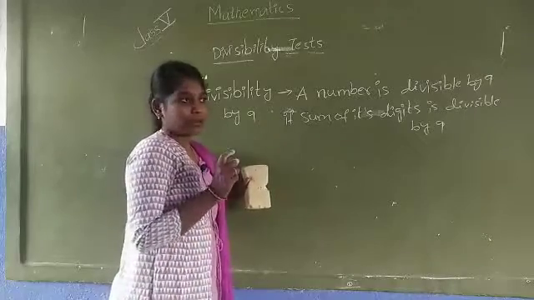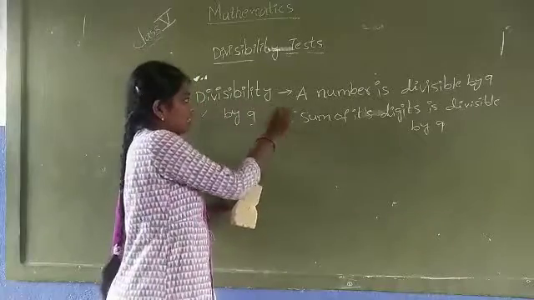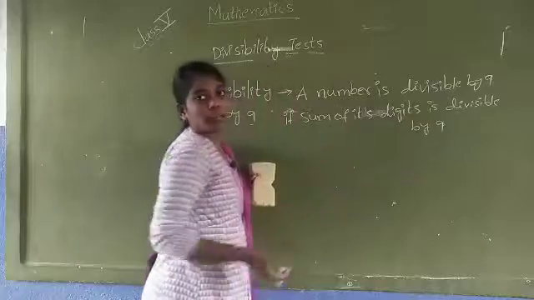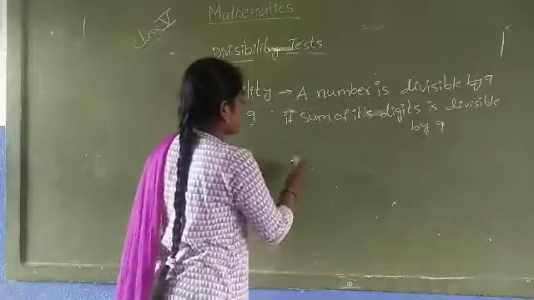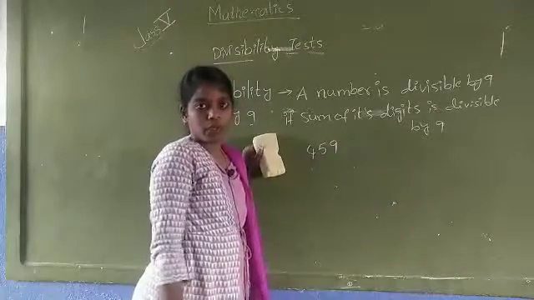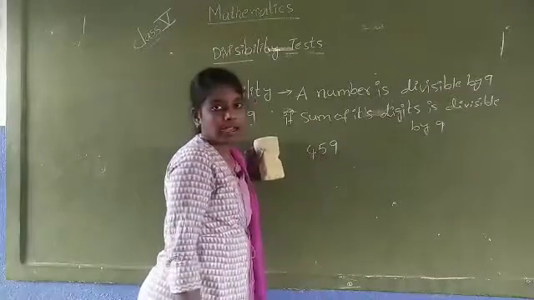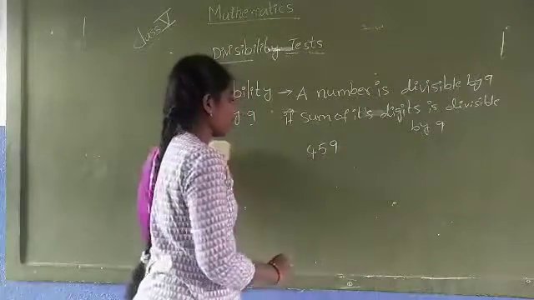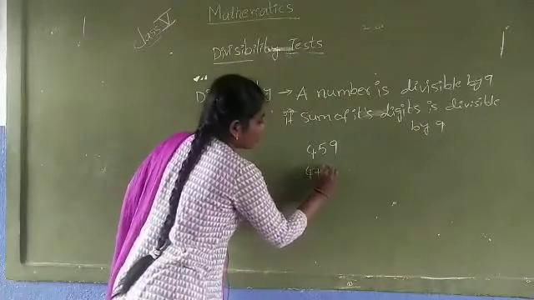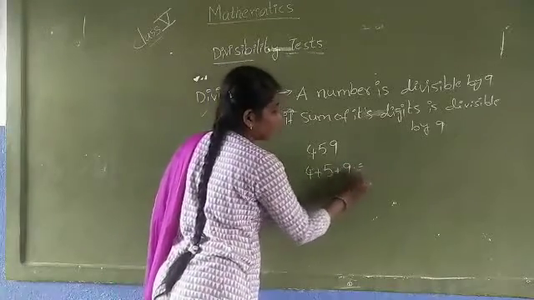How to check whether a number is divisible by 9 or not? The divisibility rule of 9 is: if the sum of its digits is divisible by 9, then that whole number is divisible by 9. For example, we have the number 459. First we have to check whether it is divisible by 9 or not. For that you have to add these digits: 4 plus 5 plus 9. 4 plus 5 is 9, 9 plus 9 is 18.